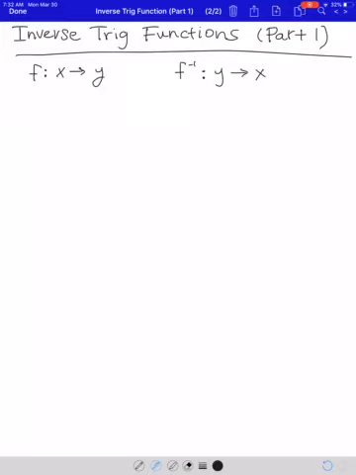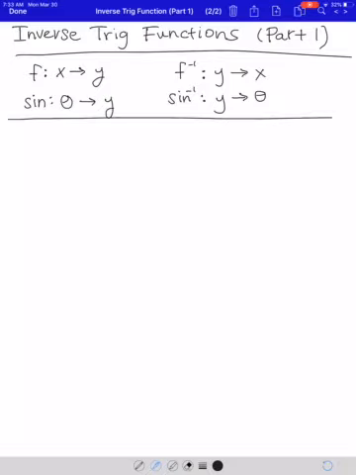And now in terms of a trig function, let's consider a trig function. How about sine? Well, sine takes an angle and sends it to a real number y. And so its inverse, sine inverse, is going to do the opposite. It's going to take y and send it to the angle theta. So let's look at an example.